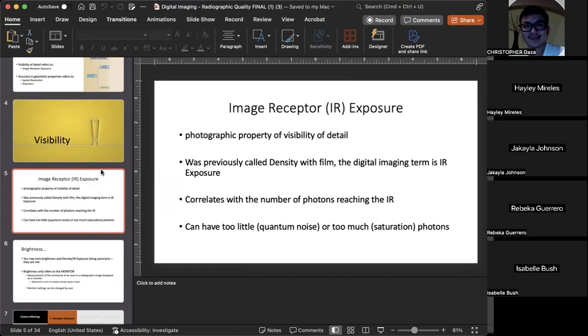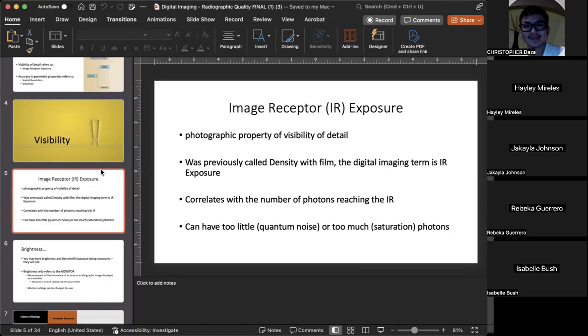It used to be called density. Depending on who taught you in your LMRT program, they may have talked about density as a substitute word for image receptor exposure, because back in the day, density was what we called this factor with film. It's not technically wrong, but the correct term that you have to know is image receptor exposure. That is the term you will see on the registry.